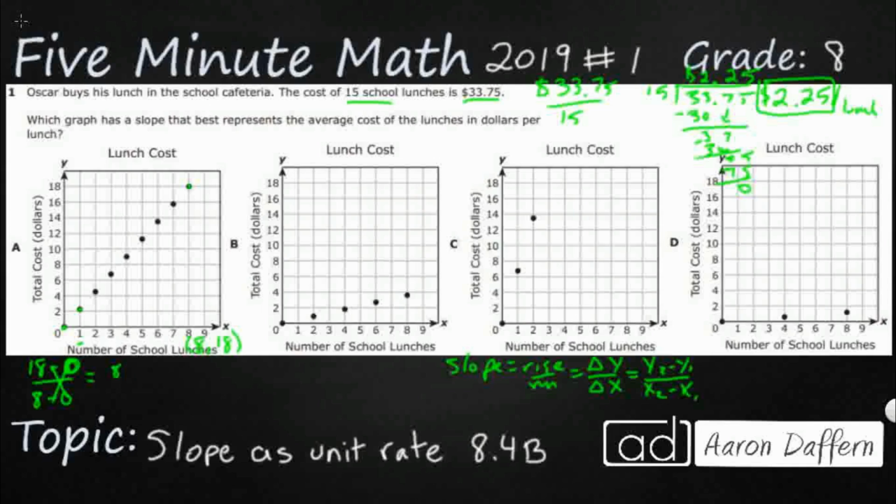So let's just see, 8 goes into 18 twice. Yes, 16, that's 2. It goes in there 2 times. That's 16. 40, yep, goes into 5. All right, so 2.25. 2.25 looks pretty good. Let's look at B.